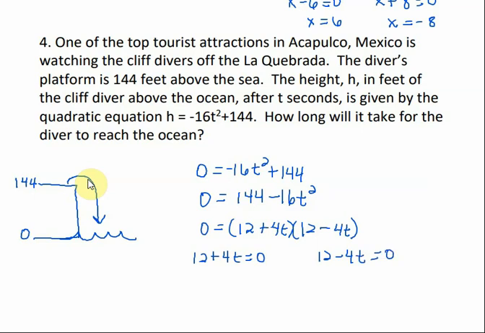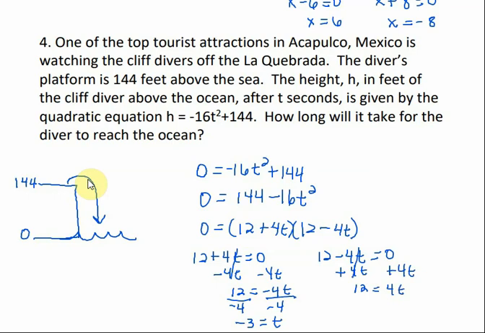all right, if I subtract 4t from both sides, I get 12 is equal to a negative 4t, and then divide by negative 4, and that would give me a negative 3. Okay, then for the other one, if I would add 4t to both sides, and I have 12 is equal to 4t, divide by 4, and I get 3 is equal to t.